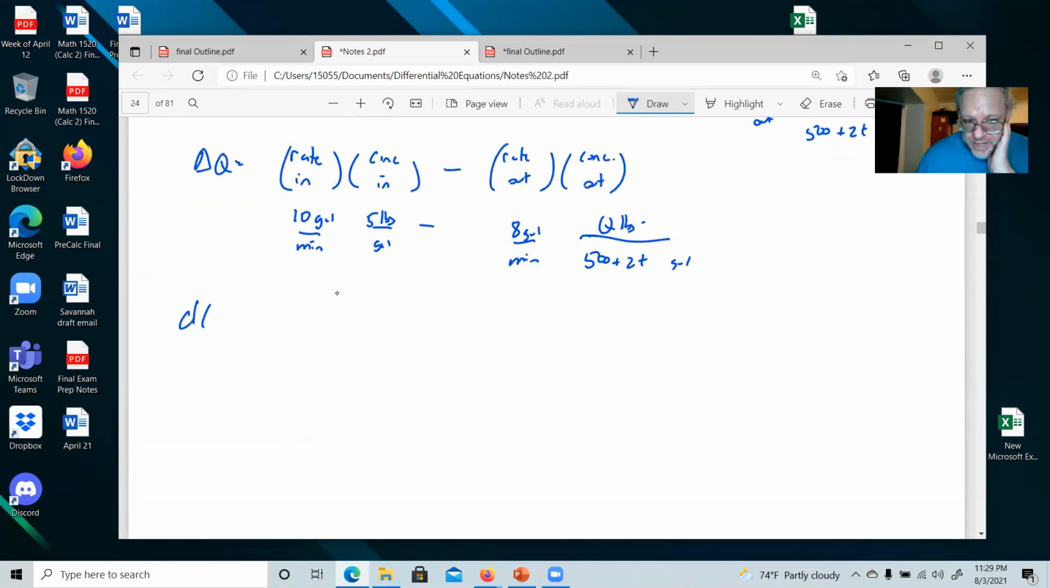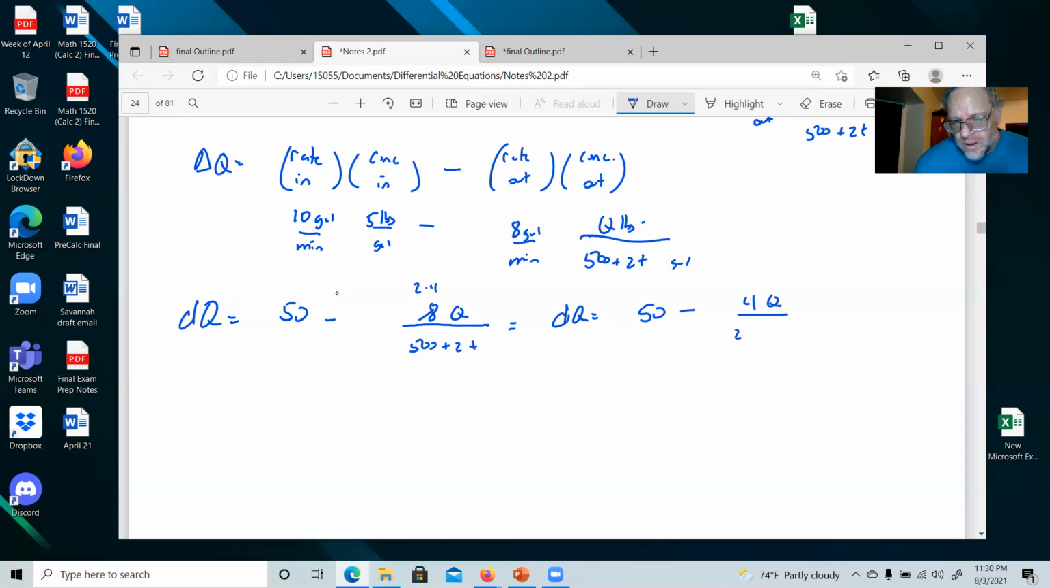So let's go ahead. We have dQ is equal to 5 times 10, 50, minus 8Q over 500 plus 2t. Well, that's going to be the same as dQ equals 50 minus, we have a 2 times, 8 is 2 times 4, so we have 4Q over 250 plus t. Okay, so swing this over to the other side.